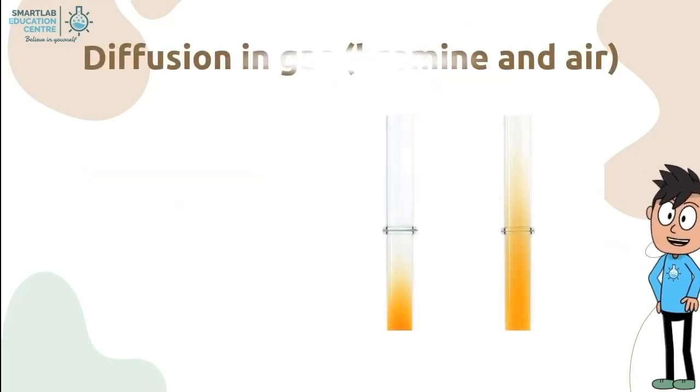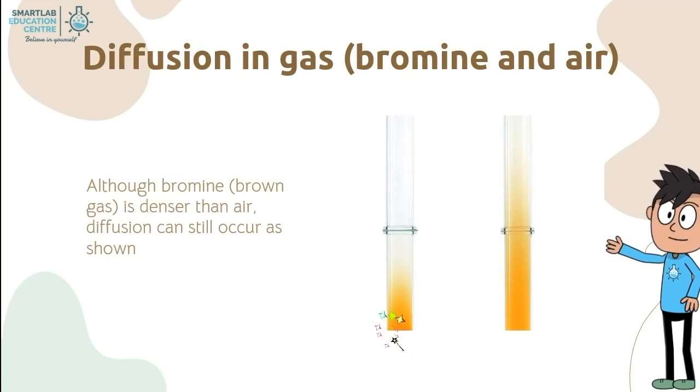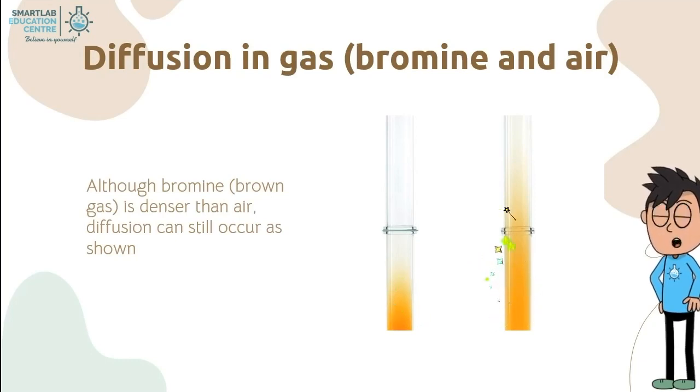Diffusion in gas, bromine, and air. Although bromine, the brown gas, is denser than air, diffusion can still occur. On the left you can see the bromine at the bottom before diffusion. On the right, you can see that the brown parts are more spread out after diffusion.